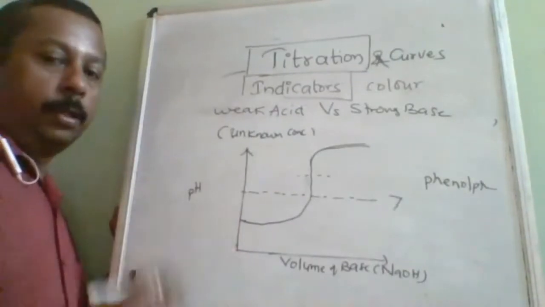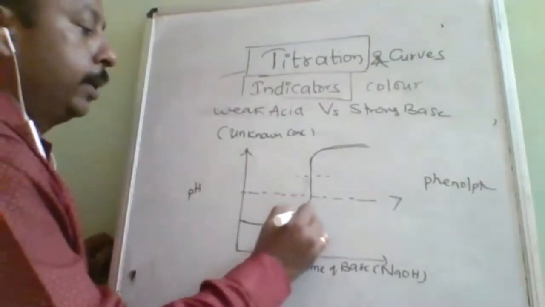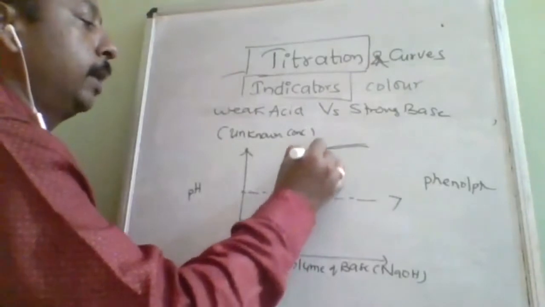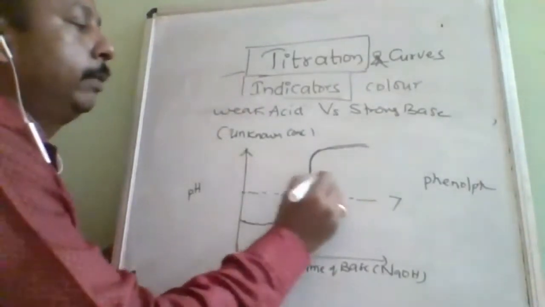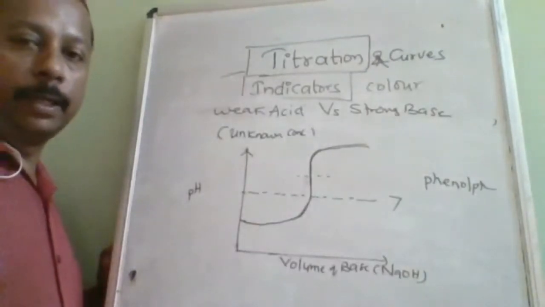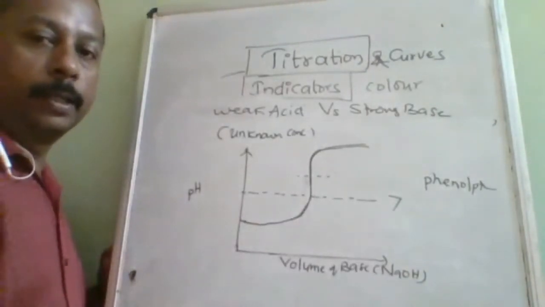Is it understood? Now this straight line sharpness will start when the strong one starts. Strong is what here? Base. So that's why the equivalence point will be above 7. Will be above 7. Is it understood?